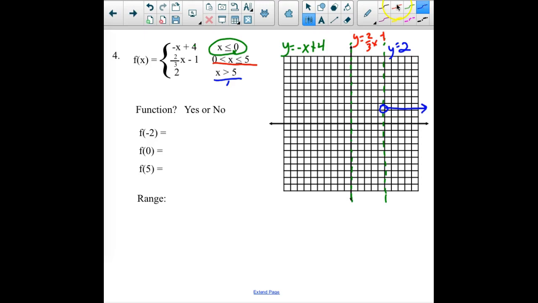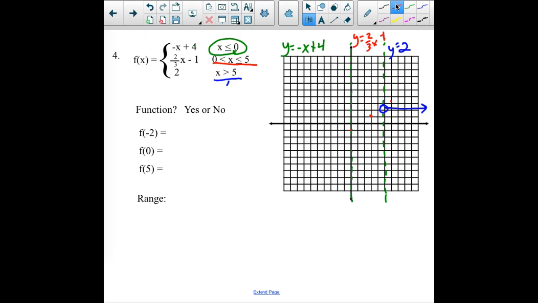Let's do the middle section. That one says we want 2/3 x minus 1. So we're going to start at -1. And we want to go up 2/3. Okay, so we have a problem again, right? Because where we hit this x equals 5 line, it's going to be in between the 2 grid marks. Yes? Let's check where it should actually be.